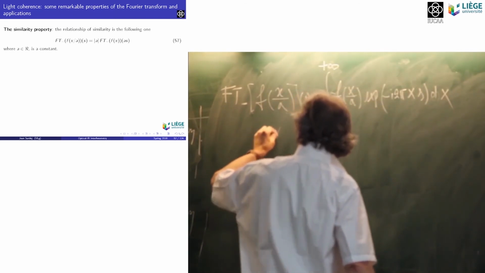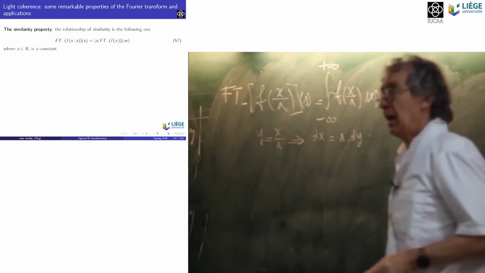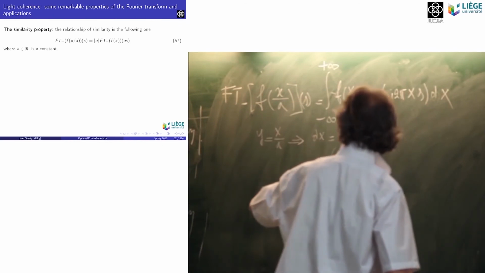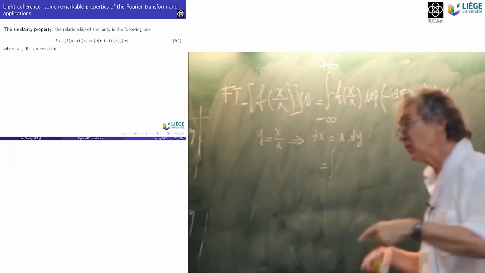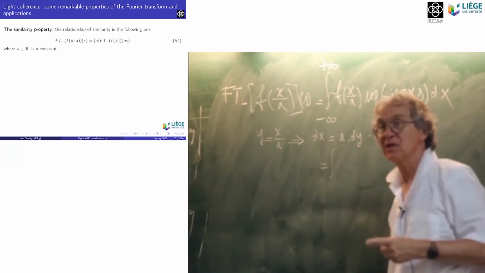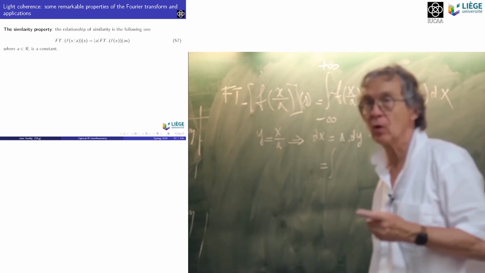So let's make the change of variable y equal x over a, which implies that dx is equal to a times dy. So we find that the Fourier transform will be equal to an integration. If a is positive, the integration limits will still be from minus infinity to plus infinity. If a is negative, it will be the reverse, from plus infinity to minus infinity. So I will make the demonstration assuming that a is a real positive.